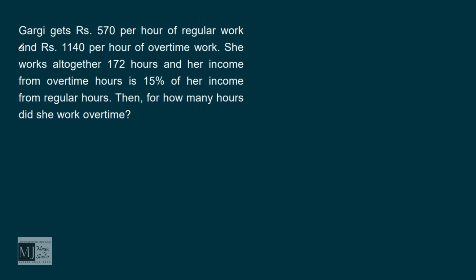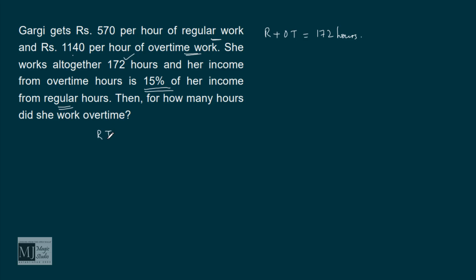So here we have Gargi. Gargi gets rupees 570 per hour of regular work and 1140 per hour of overtime, OT. Okay. She works altogether 172 hours. That means regular time plus OT time is equal to 172 hours. And her income from overtime hours is 15% of her income from regular hours. Then for how many hours did she work overtime?